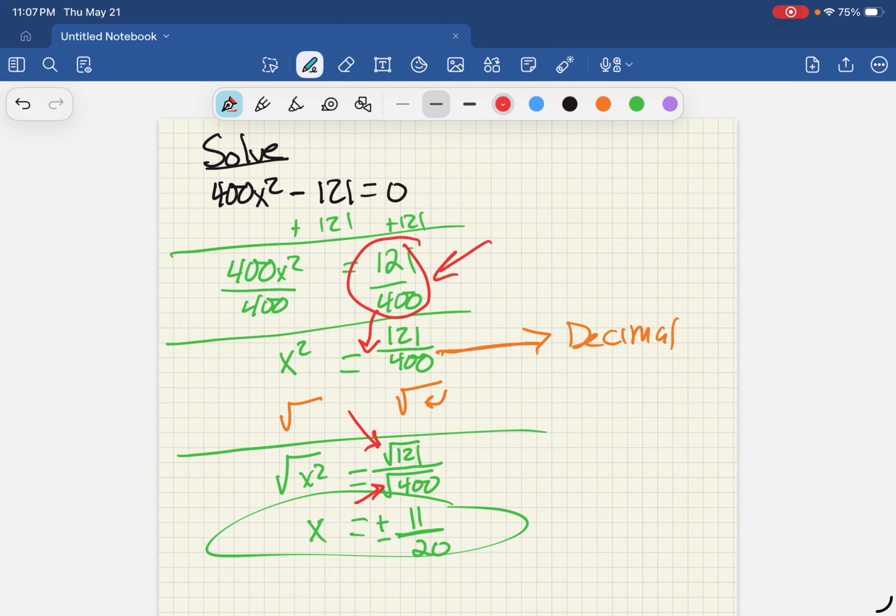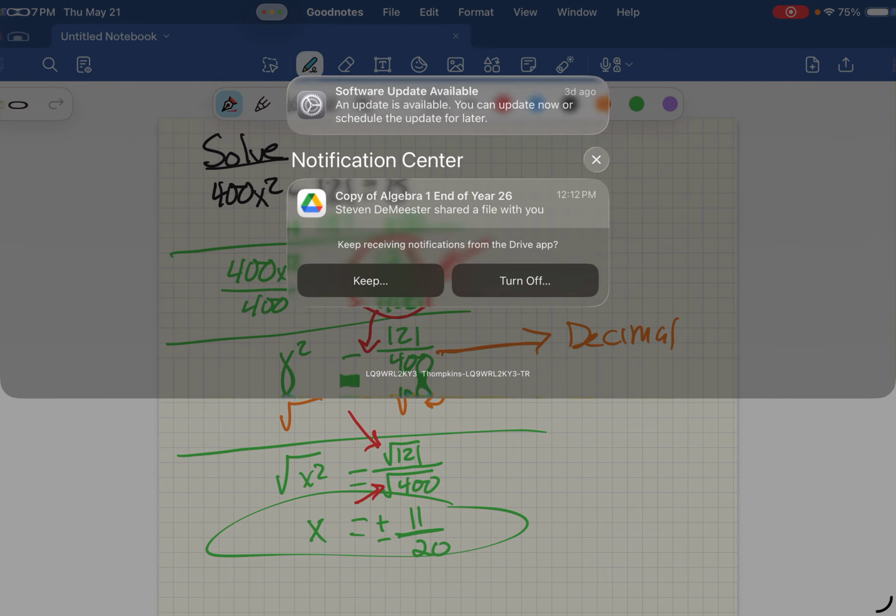Otherwise, here are 3 quick examples about how to solve using the square root method. As you have questions, please be sure to email me. And oh yeah, have good work.